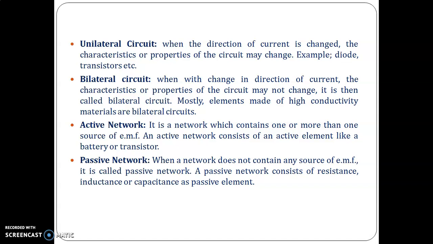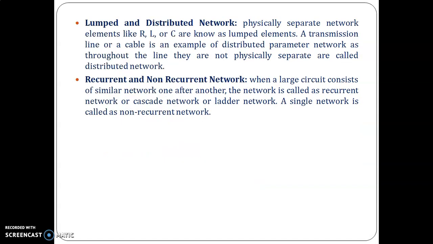But in the case of a passive network, it does not contain any energy source. Instead, it contains a network of elements like resistor, inductor, capacitor, which will accept the energy from the active network. So passive elements are also known as energy acceptors, while active elements are known as energy donors. The passive elements used in a network form a passive network.